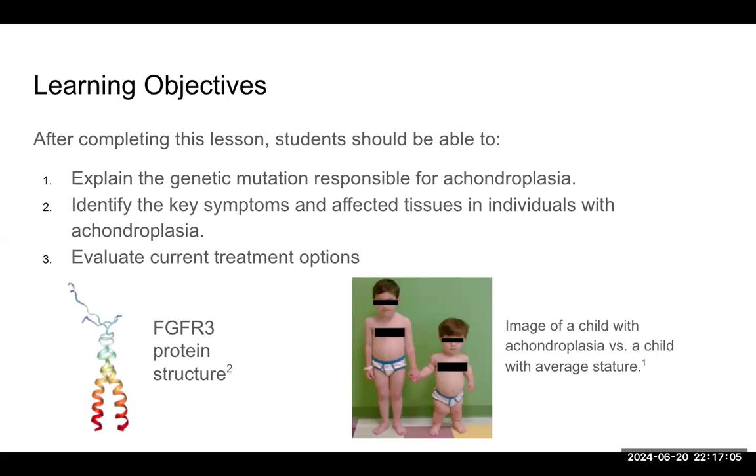At the bottom of the screen, you will see an image of a child with achondroplasia on the bottom right versus a child with average stature on the left. There is also a picture of the FGFR protein structure, which we will discuss later.